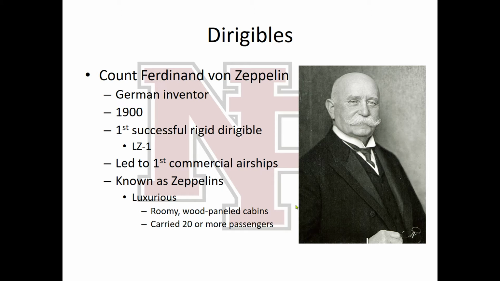These Zeppelins didn't carry a lot of people, even though they were huge. They carried only about 20, maybe a few more passengers. As the Zeppelins got bigger, they carried more. But the first ones were only a handful of people, and had speeds of over about 40 miles an hour.